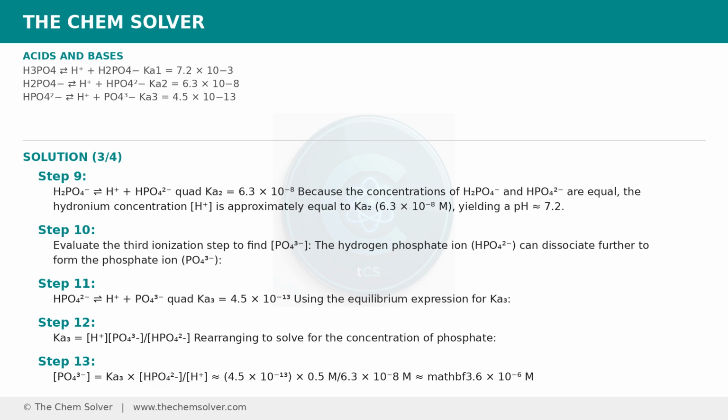rearranging to solve for the concentration of phosphate, [PO4³⁻] equals Ka3 times [HPO4²⁻] over [H⁺], approximately 4.5 times 10 to the power minus 13 times 0.5 molar over 6.3 times 10 to the power negative 8 molar, approximately 3.6 times 10 to the power minus 6 molar.